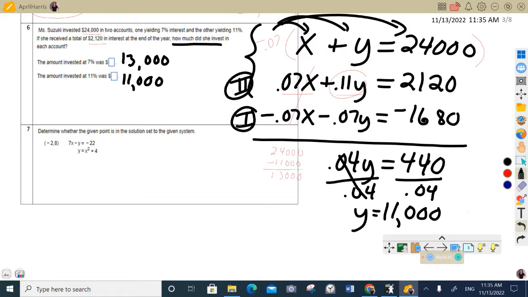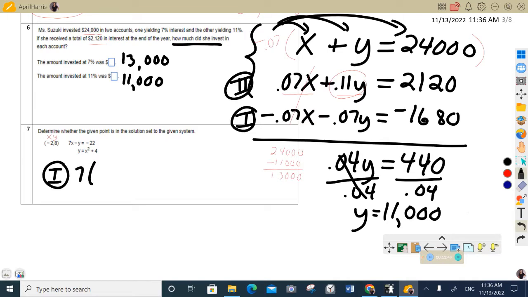All right. Question 7 says determine whether the given point is the solution set to the given system. So they give you a point, an x and a y, and we got to determine, does this point make both equations true? So all we're going to do is plug in x and y and see if we get a true statement or a false statement.